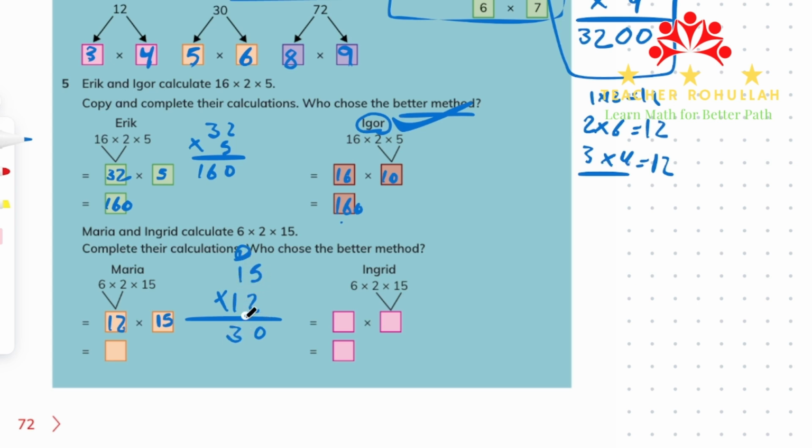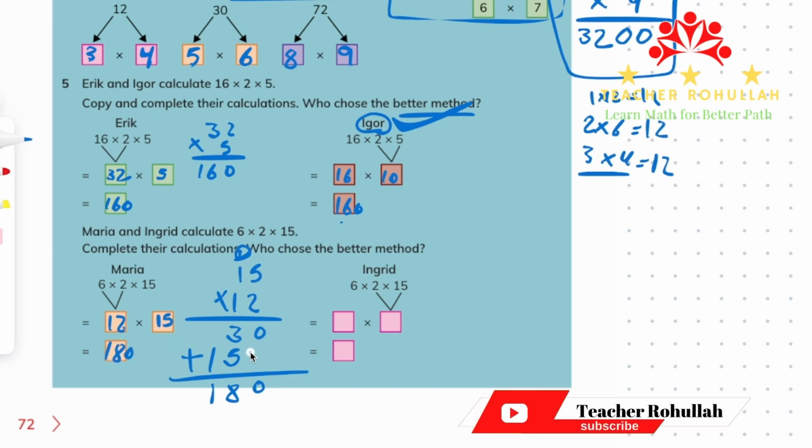1 times 5 is 5. 5 we write in the second column. And 1 times 1 is 1. So now we add them. 0 here. 3 plus 5 is 8. And 1 plus nothing is 1. 180. The answer is 180. This is how Maria did the calculation.